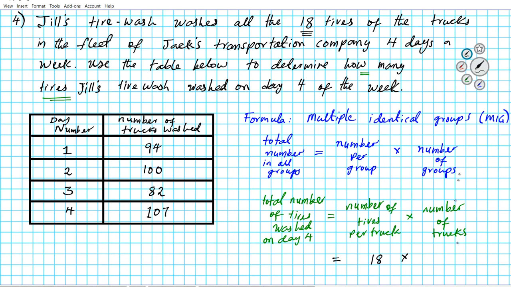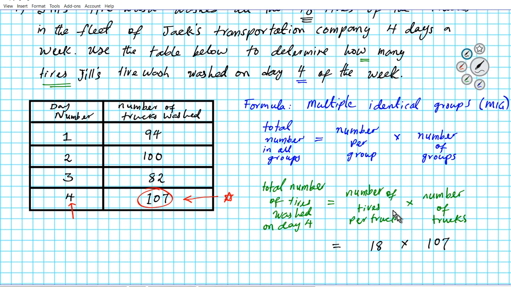So how many trucks were washed? Well, we're looking at the number of trucks washed on day 4. So if you look at a table here, you've got to identify day 4. Day 4 is right here, the last row, and there are 107 trucks washed. That's the number that we're looking for. Okay, so we're going to extract this number and insert it into our formula here. Number of trucks is 107. Okay, so what we're doing in this problem to solve it is we're going to be multiplying 107 by 18.